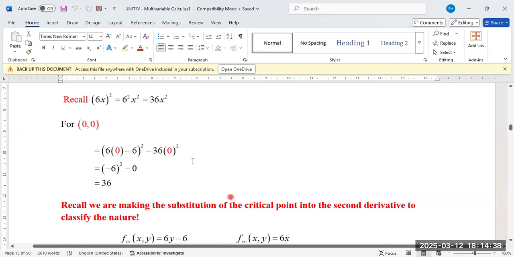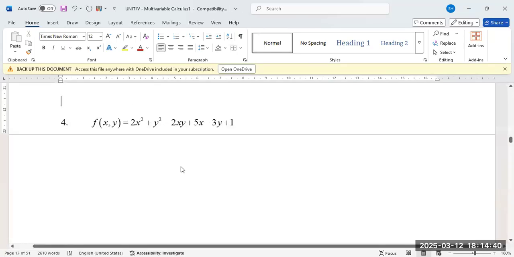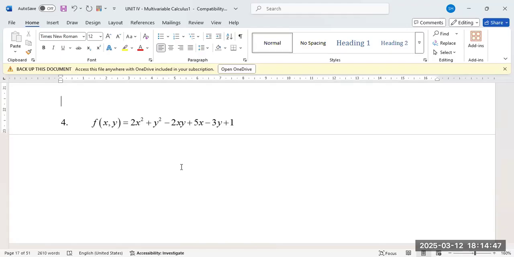All right, do me a favor. Quick and fast. I'm giving you f of xy is equal to 2x squared plus y squared minus 2xy plus 5x minus 3y plus 1. I want you to go ahead and find 6 partial derivatives. Set your first order partials equal to 0. Solve simultaneously or otherwise. Do what you need to do to find a critical point, and I want you to classify. It's now 6:15. I'm giving you 10 minutes. Start for me, please.